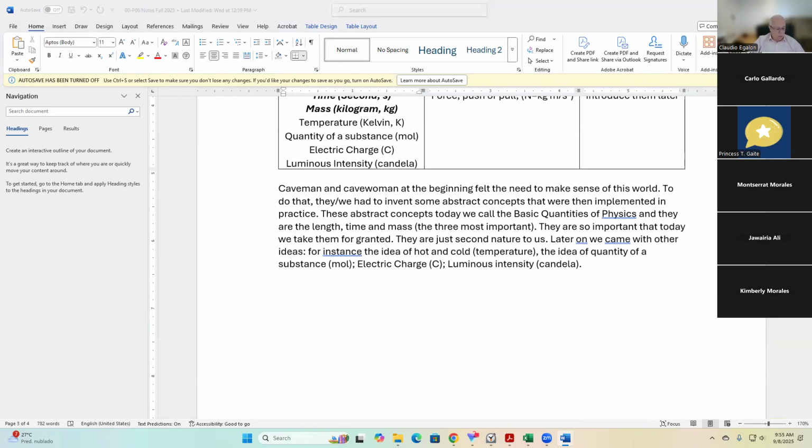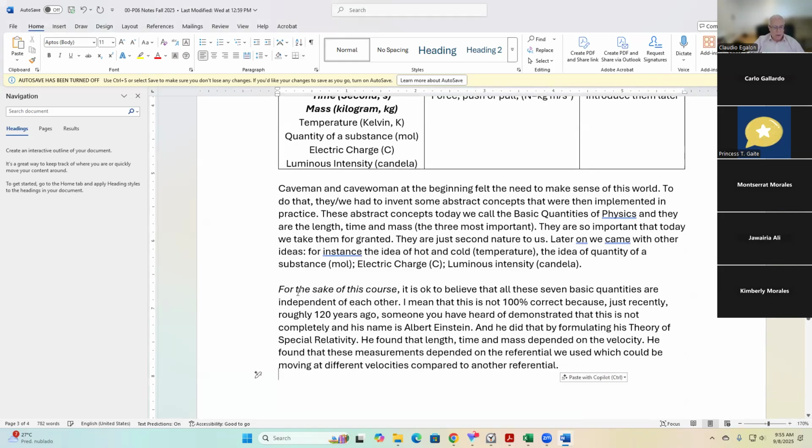For the sake of this course, it's okay to believe that all these 7 basic quantities are independent of each other. This is not 100% correct, because 120 years ago, someone that you have heard before, his name was Albert Einstein, proved that those basic quantities are not independent of each other. They are dependent on other things. And that's something that we are going to learn in physics 7. But for the sake of this course, it's okay to believe that.